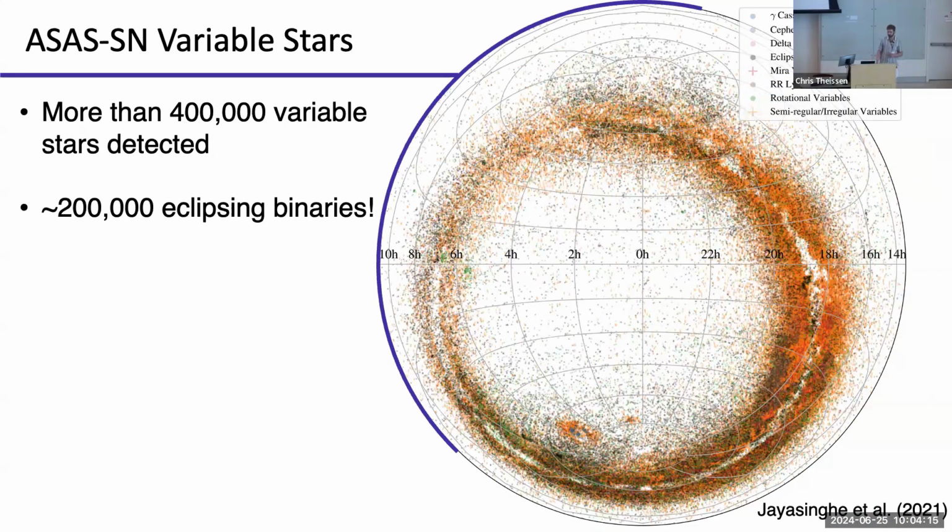Indeed, there have been more than 400,000 variable stars identified in ASAS-SN. This figure is showing their sky distribution. All the points here are colored by their machine learning classification. And within these catalogs, we have more than 200,000 eclipsing binaries. This not only includes those detached systems that we're interested in for our mass and radius determinations, but also interacting systems, contact binaries, ellipsoidal variables, things like that.